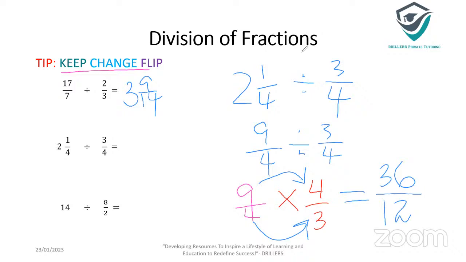So now we have to simplify. Remember, I told you we have to simplify. So we ask ourselves, how many times can 12 go into 36? So it's 3 times with a remainder of 0. So we don't put anything there, we just leave a whole number. Great.